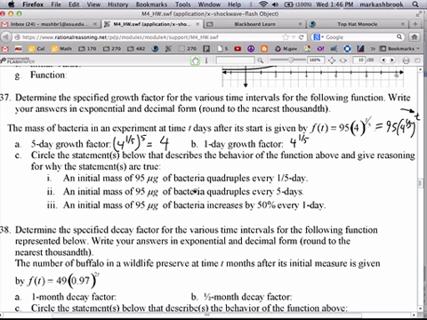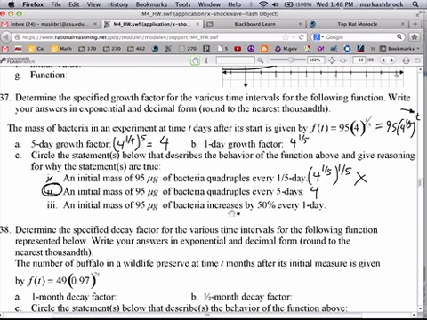Okay, so let's answer these questions now. The initial mass quadruples every 1/5 day. What happens every 1/5 day? What's our growth factor? There's the 1 day growth factor. How would we get the 1/5 day growth factor? We'd take it to the 1/5 again, right? So is this quadrupling? Definitely not. All right, initial mass quadruples every 5 days. What's our 5 day growth factor? 4. Does that mean quadrupling? Yeah, multiplying by 4 is quadrupling. That's true.